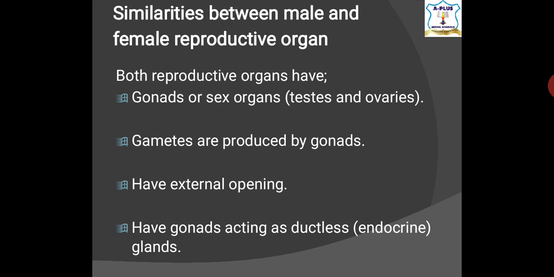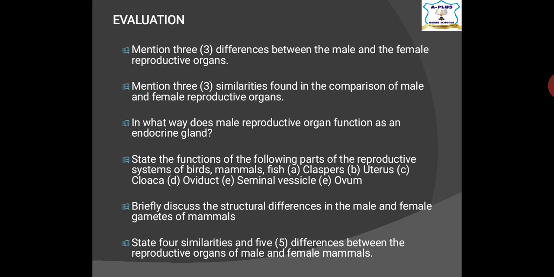They have gonads acting as ductless endocrine gland. They both have gonads acting as what? Ductless gland. That one is also the similarities between the male and the female organ. Now, after explaining all this, there is the need for us to check, maybe we really understand what we've been doing, and we are virtually at the end of the topic.